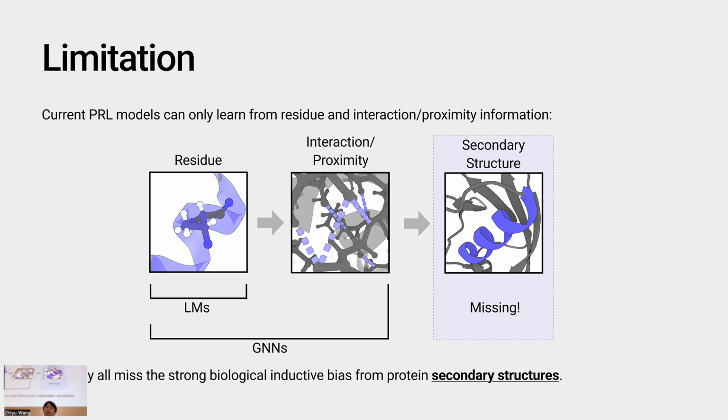Although the current protein representation learning models are achieving satisfying results, they still face key limitations. For example, the current protein language model learns from residue information, and the current GNN models learn from residue information as well as their proximity and spatial relationship between a pair of residues. However, they all miss a strong biological inductive bias from protein secondary structures. So why is it important to learn from secondary structures? I will give you a very clear example to explain here.